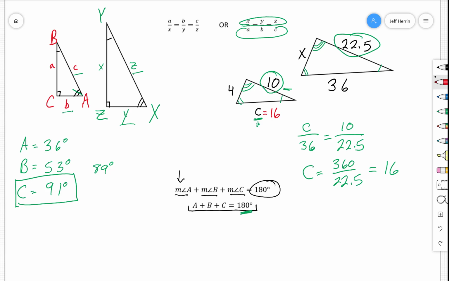Alright, let's look at the other value we don't know, and that's x. Again, since we don't know x, I'm going to put it in the numerator because I find that easier.